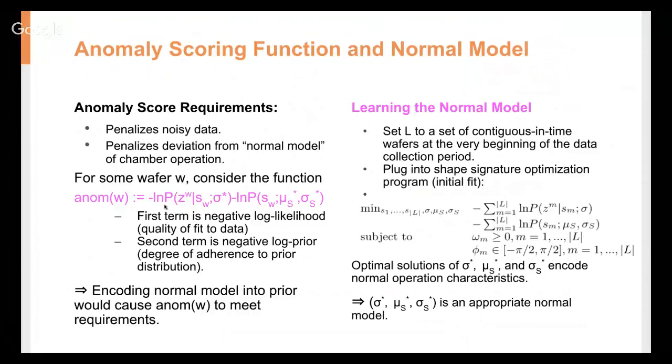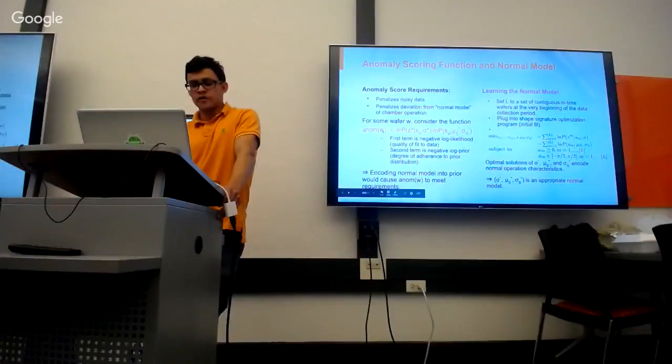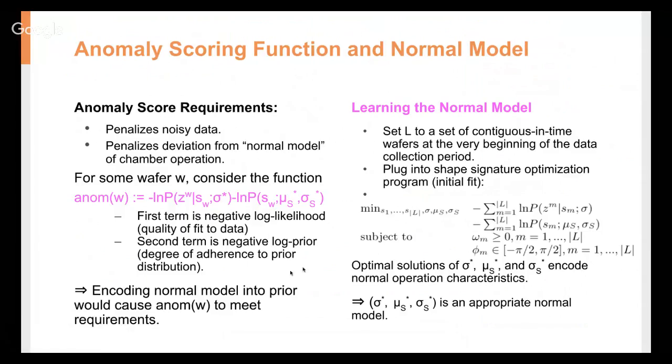The first term, the negative ln probability of z given s and sigma, where z is the data, is the likelihood. That encodes the quality of the fit to the data, and how much noise there is in that particular wafer. The second term is the negative log prior, and that encodes the degree of adherence to the prior distribution. So that means if we somehow encode the normal model of operation into the prior, this anom w function will meet the requirements. So how do we encode the normal model of operation into the prior?